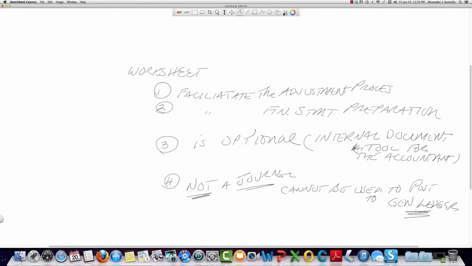So this module, although very short, does have some significant use for us because, again, the worksheet is an internal document. It's a tool that will help us facilitate preparation of adjusting entries and the financial statements. Now, the next module of Chapter 4, which is going to contain Learning Objective 3, will explain the purpose of journalizing and posting what are known as closing entries. And we're going to pick that up in the next module.